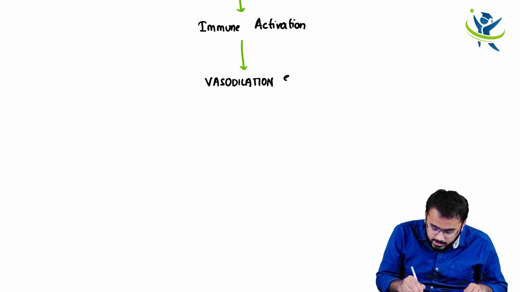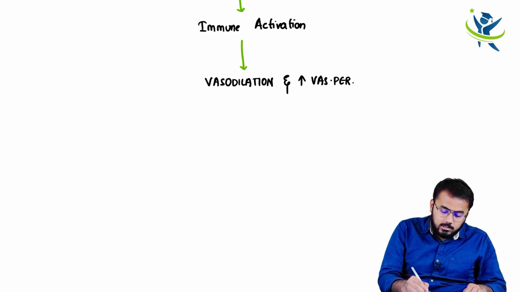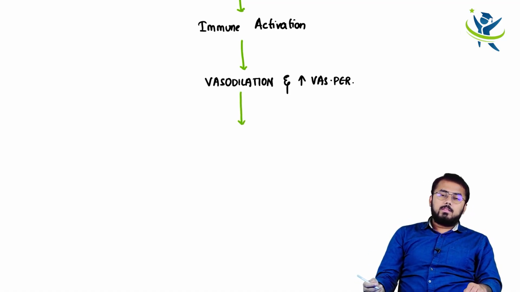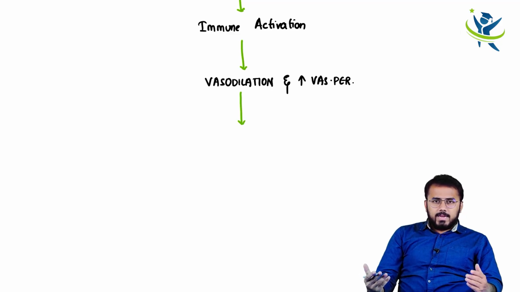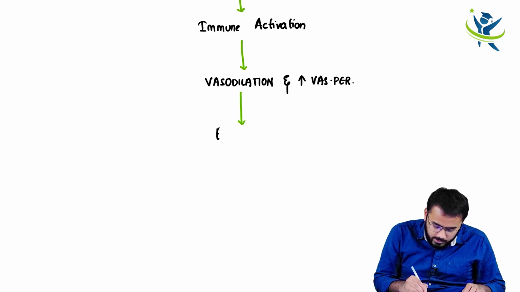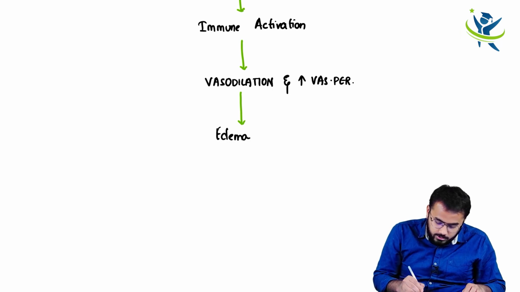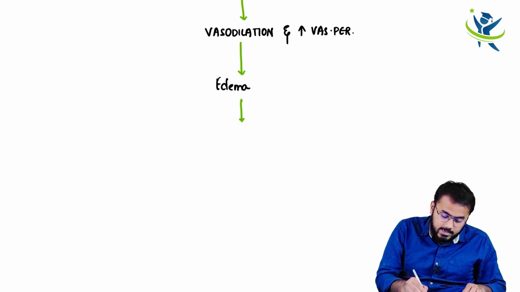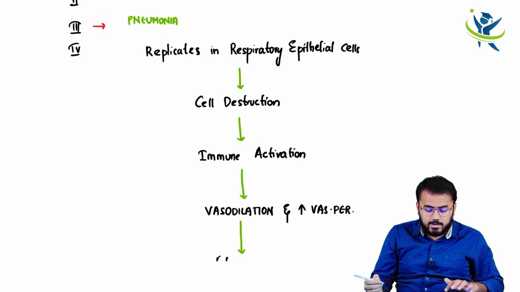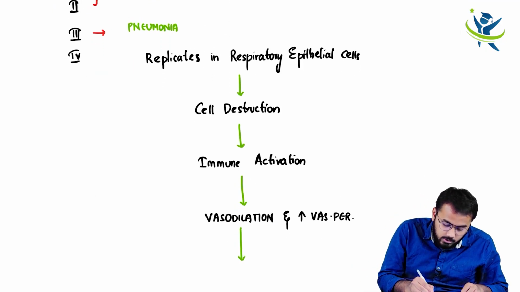They cause vasodilation and increase vascular permeability. As a result of vasodilation and increased vascular permeability, what is going to happen in the patient? There will be edema, right? There will be a lot of edema formation. As a result of edema, the lumen becomes narrow, and finally the patient is going to end up in a condition called croup.